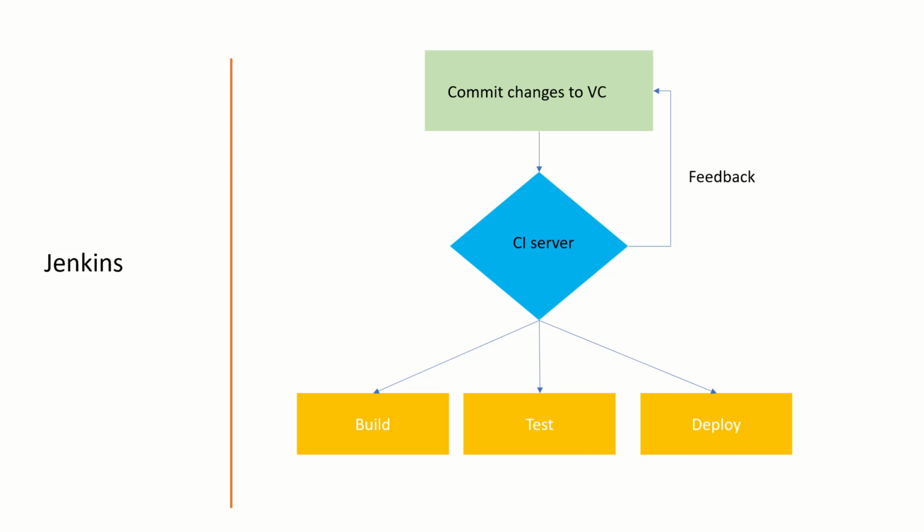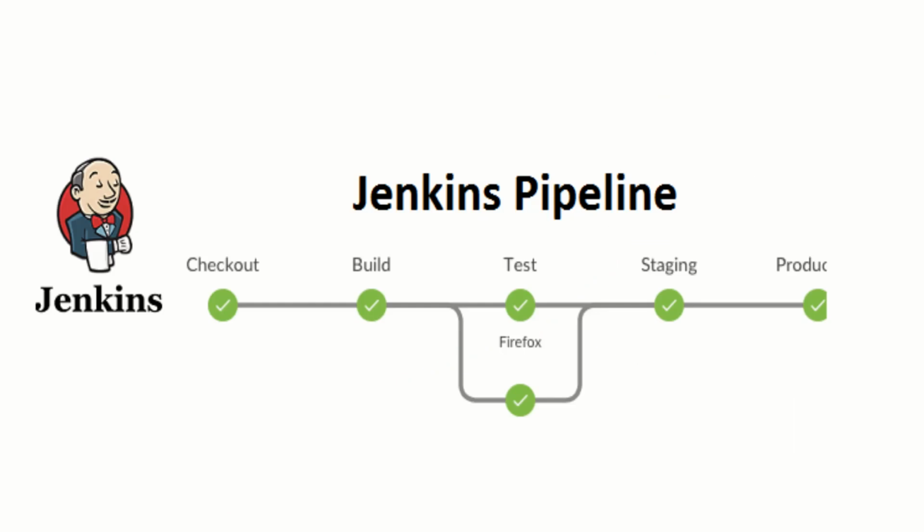And the CI server will build this application, create a jar, build the application, test and then deploy it. So that is called Jenkins CI. Here is the Jenkins pipeline, like how to create a Jenkins pipeline. First we will check out, then build, then the test cases will pass, then it will go for the staging and then production.